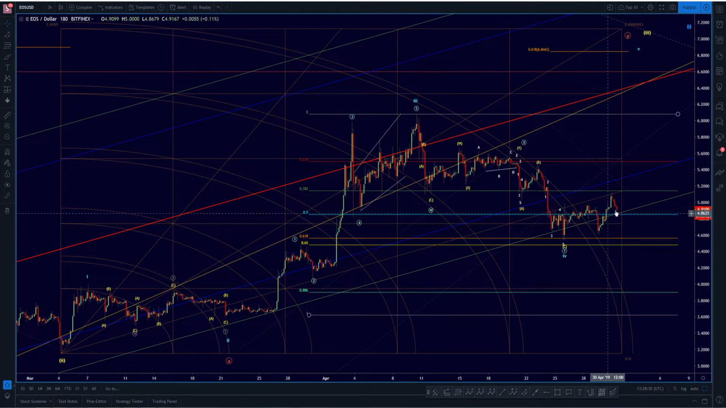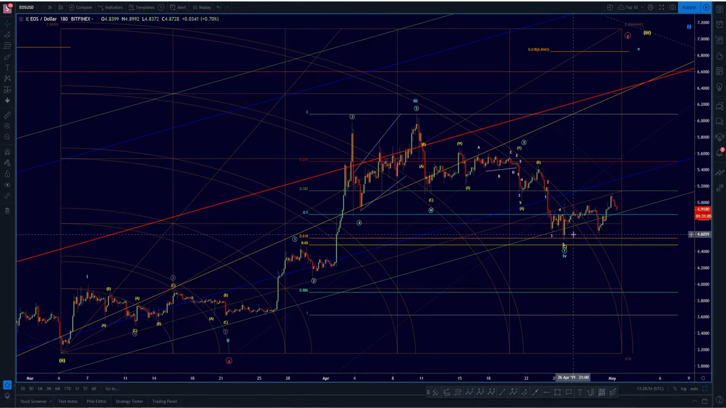Now, that does not mean we can't make lower lows here. And if that were to happen, I would give a lot of credence to this red count, which is the most bearish or the most limited upside of the three counts that I gave last week. So if we were to make a lower low after this, I would say that the red count is probably moved into the primary count priority.